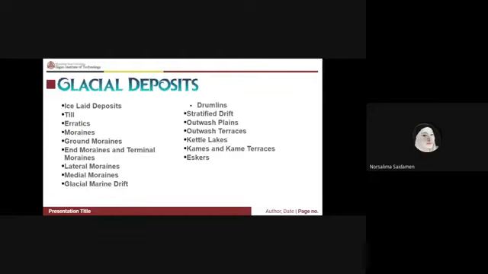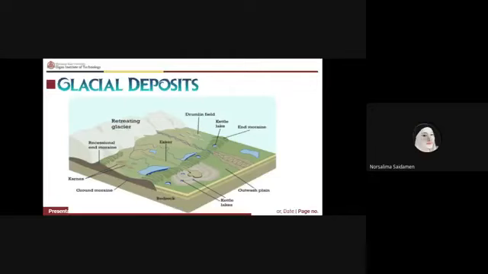We have here some examples of glacial deposits: the ice-laid deposits, the till, the erratics, the moraines, ground moraines, end moraines, and terminal moraines, the lateral moraines, the medial moraines, and the glacial marine drift, the drumlins, then the stratified drift, the outwash plains, the outwash terraces, the kettle lakes, the kames and kame terraces. Then we have the eskers. So see this illustration.